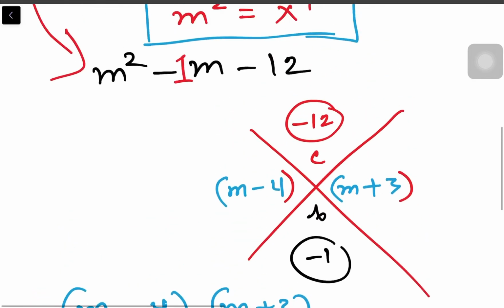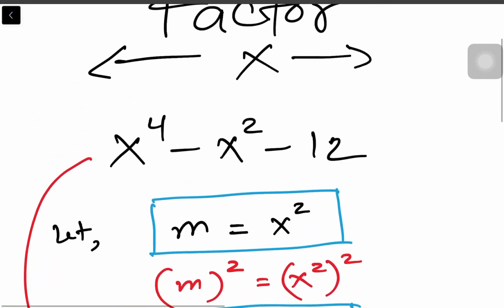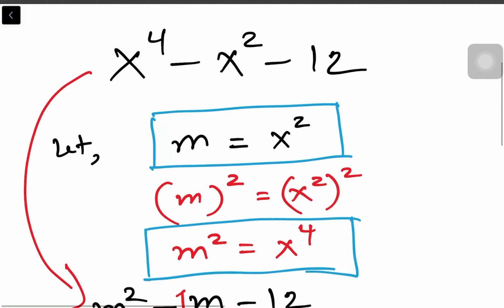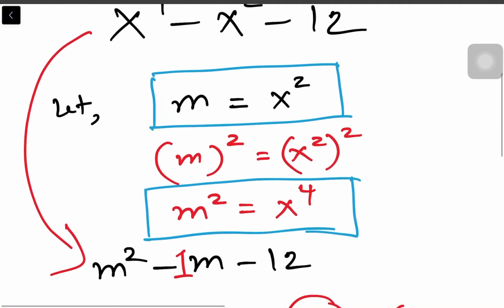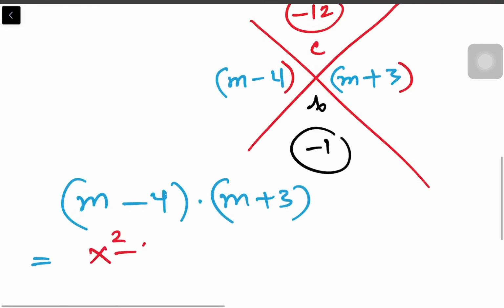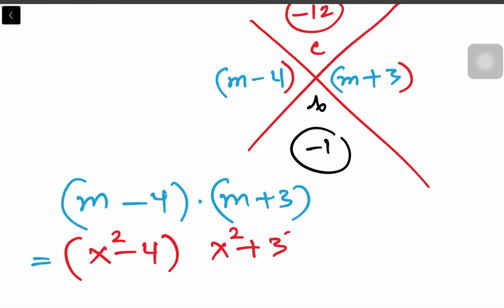We haven't started off with m. We started off with x squared. So our answer must be in terms of x squared, right? So instead of writing m, I'm just going to replace all the m with x squared, okay? That's the last step. So x squared minus 4, x squared plus 3.